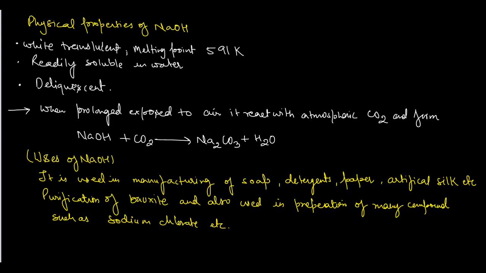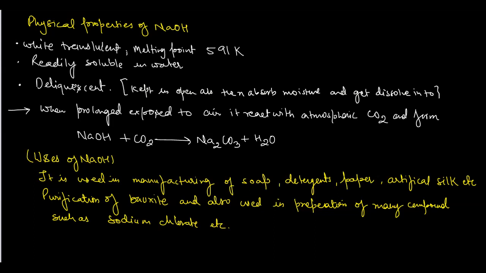Deliquescent means when you keep it in open air, it absorbs moisture and gets dissolved into it. On a humid day, when you keep it in the open air, it will absorb the moisture from the atmosphere and get dissolved, meaning it changes its state and dissolves in it.